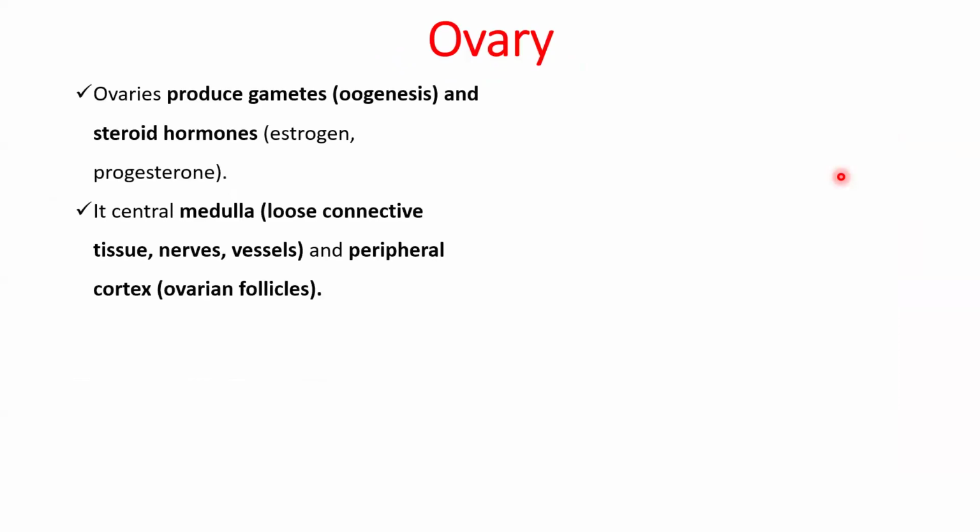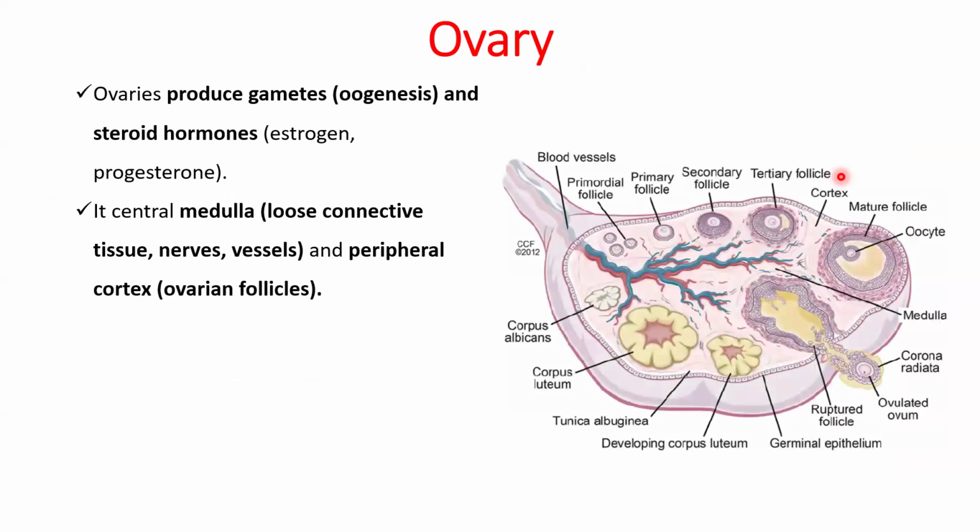So for the ovary, which is what we are going to start with, the ovary produces gametes. That is the process of oogenesis. Now, the female sex gametes, the oocytes, are produced through oogenesis, and the ovary also produces steroid hormones. So that is estrogen and progesterone. Those are the functions of the ovary.